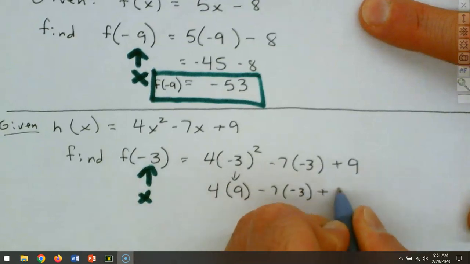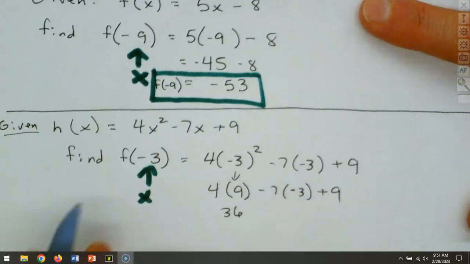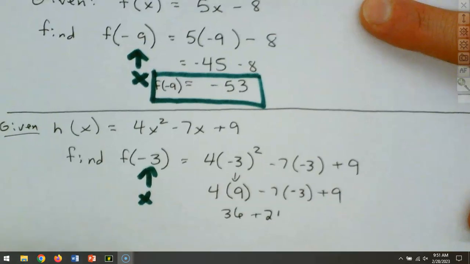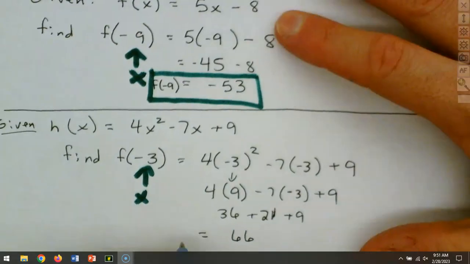And then let's do our multiplication. 4 times 9 is 36. Negative and negative makes it a positive 21. And then we'll add 9 to that. So that's going to be 66, I believe. Yep, because 36 plus 30 should make 66. 1 plus 9, yep, 66. And that is your answer.